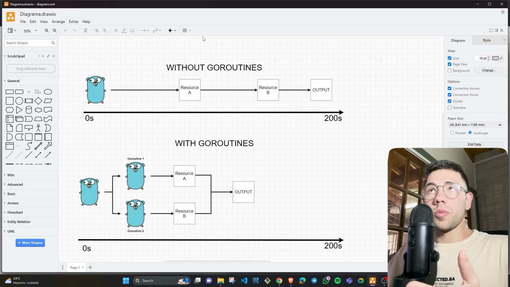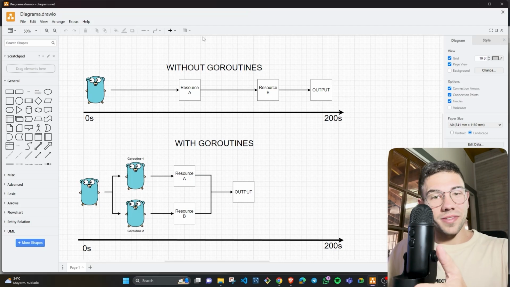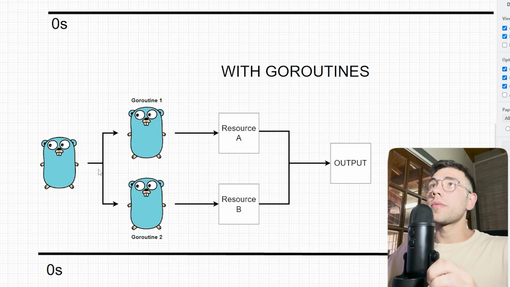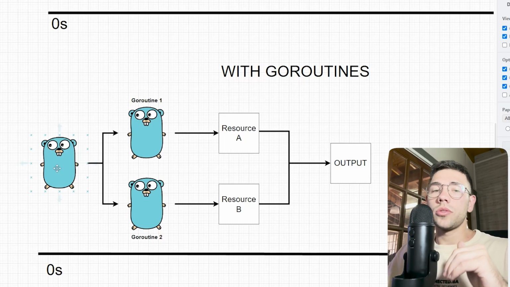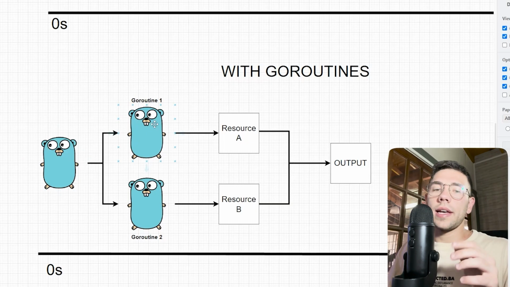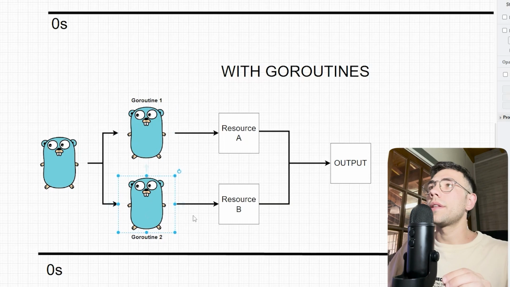Why do we need wait groups? Well, wait groups are here to wait for coroutines. So imagine this situation. We have a Golang program and we execute two coroutines to work concurrently. This coroutine will get resource A and this other coroutine will get resource B independently, okay?